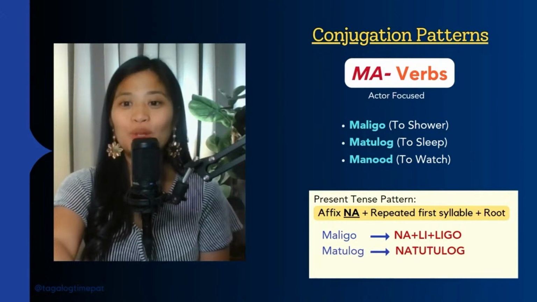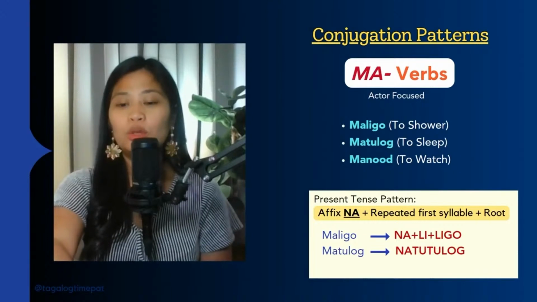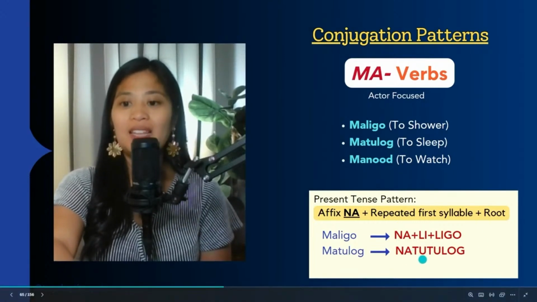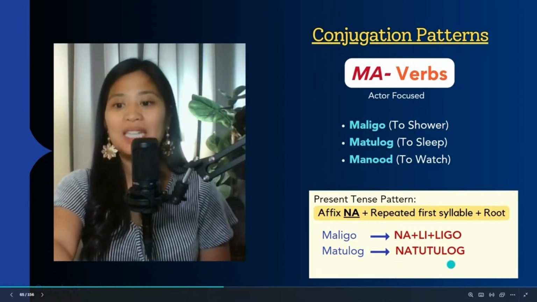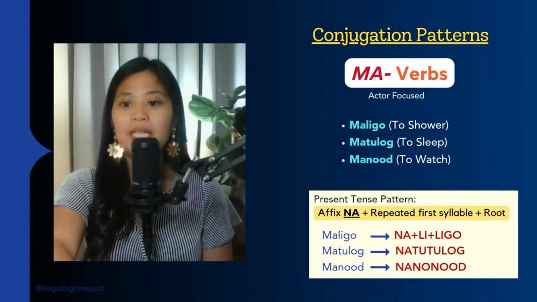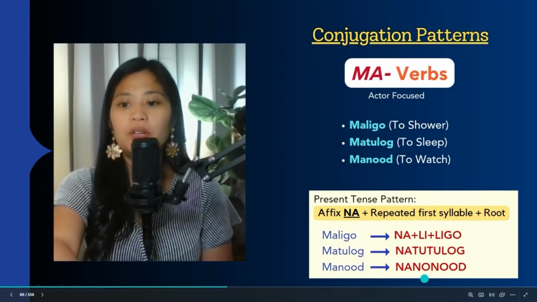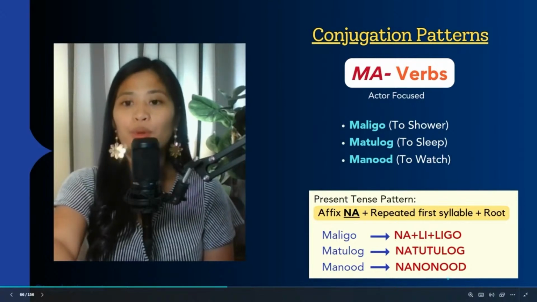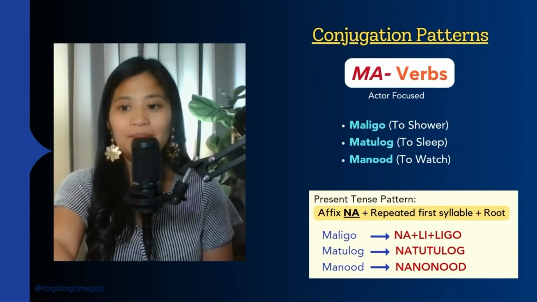All right, matulog in the present tense, to sleep, is going to be natutulog. The affix is na, then there's a repeated first syllable, and then the root. Natutulog ako, I am sleeping. Manood, to watch, will be nanonood. Nanonood sila. They are watching. Affix is na, then the repeated first syllable, and then the root. So mag and ma verbs have a very similar pattern. The only difference is that affix in the beginning.